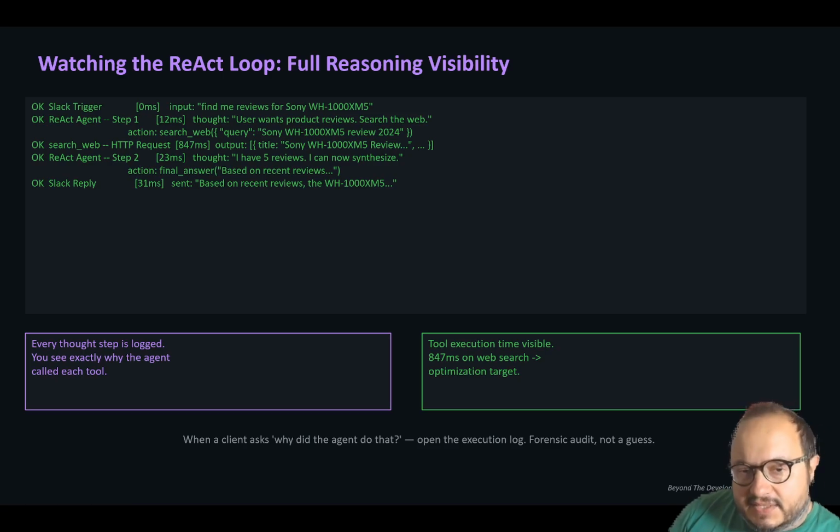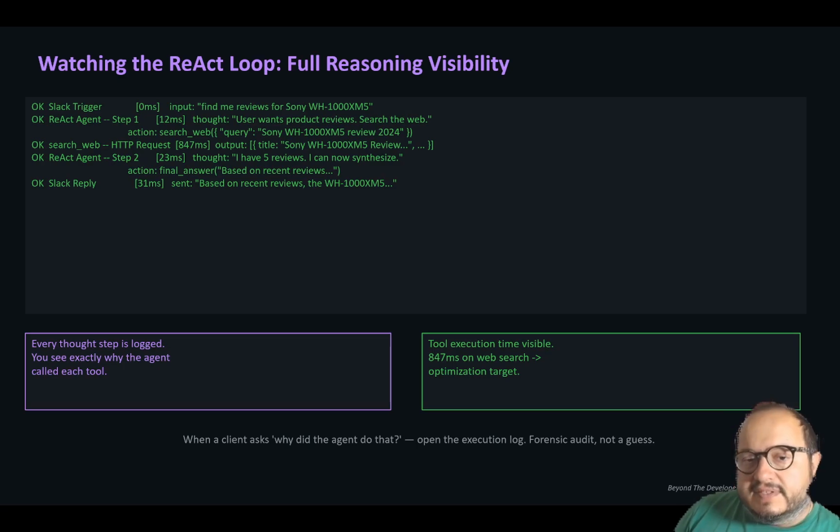Back in the agent's second reasoning step, it thinks: I have 5 reviews with sufficient information to synthesize an answer. It calls final answer and constructs the response. Slack fires. Total elapsed about 1.2 seconds. Two things I want you to notice. First, every thought, every tool call, every tool response is visible. You are not debugging blind. If the agent called the wrong tool or misread the results, you'll see exactly where and why.